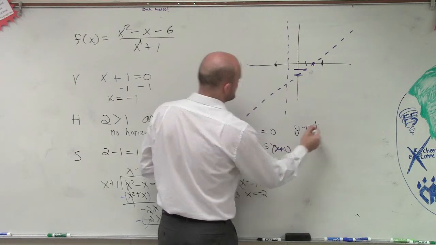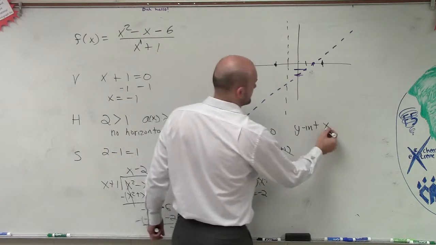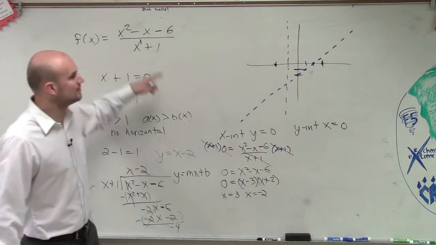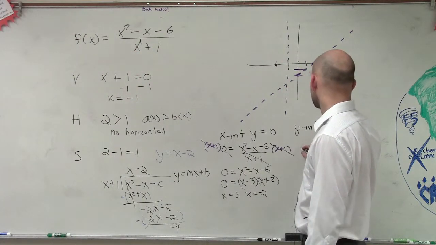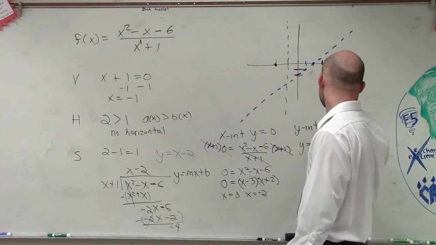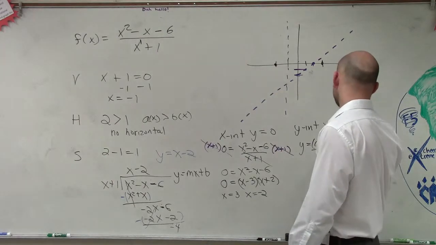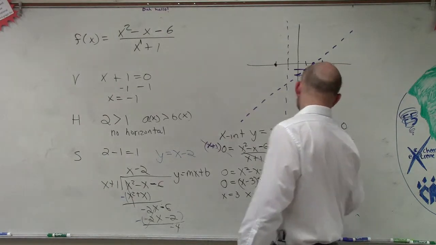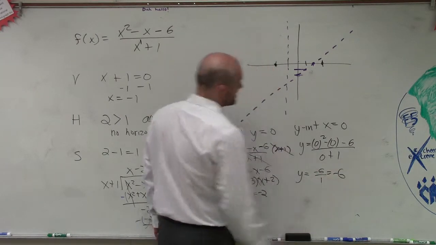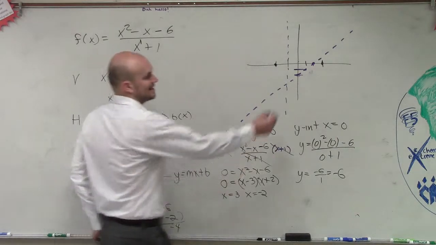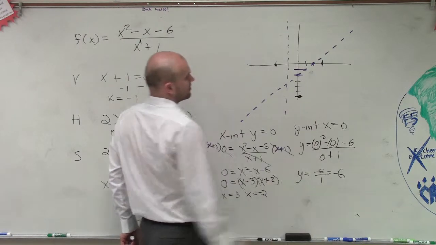So if the x-intercept is when y equals 0, the y-intercept is when x equals 0. So all you're simply going to do here is just put 0 in for all the x's. So you could say y equals, or f of x equals, 0 squared minus 0 minus 6 divided by 0 plus 1. So you could say y equals a negative 6 over 1, which equals negative 6. Therefore, the y-intercept is at negative 6. 1, 2, 3, 4, 5, 6. Okay?